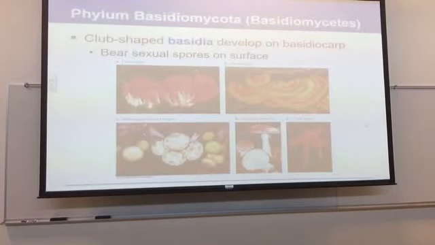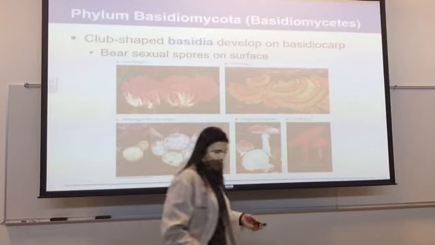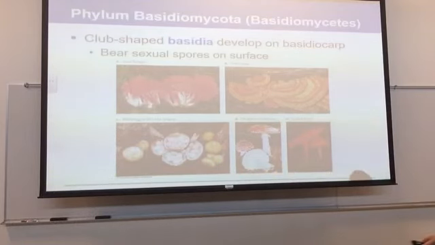Basidiomycota. Basidiomycota are club-shaped, and that's the basidiospores. Basidio anything is that club shape, and that's how it's classified. So their basidia are their haploid spores, and they are developing on the basidiocarp. So Basidiomycota, basidiospores, basidia, all club-shaped. It's our club-shaped fungi. So that's the characteristics of it.